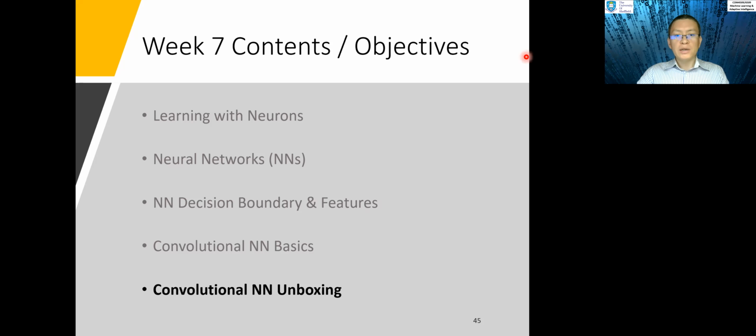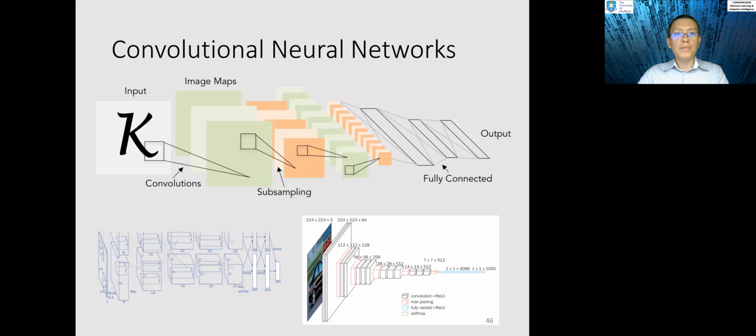Let's now look at convolutional neural networks in detail. There are many different convolutional neural networks. The first one here is called the LeNet, and it was proposed several decades ago. Basically, it is convolution followed by subsampling, another convolution followed by another subsampling, and then two fully connected layers, and then the output layer.